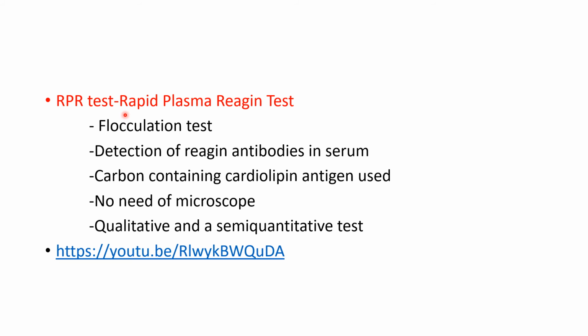RPR stands for Rapid Plasma Reagin Test. Just like VDRL, here also this is a flocculation test. Just like VDRL, here also we are detecting the antibodies present in the serum. But there are certain differences between VDRL and RPR. What is the difference? See, in the VDRL test, we are using pure cardiolipin antigen. We don't mix anything else. Whereas in this test, we are going to mix the cardiolipin antigen along with carbon particles.